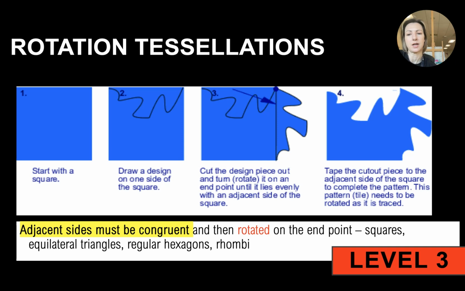So your adjacent sides must be congruent and then rotated on the end point. And this can also be done with any type of regular shaped polygon.